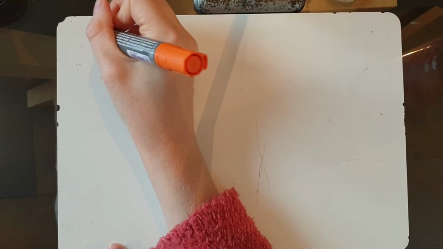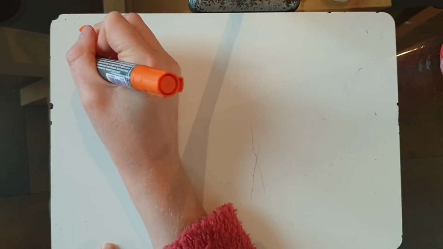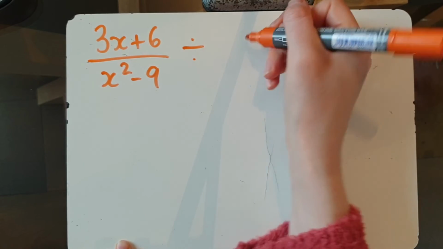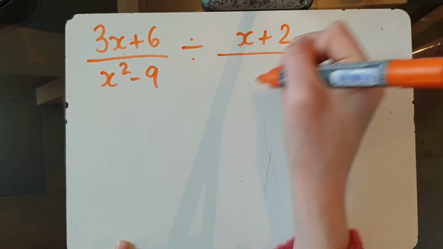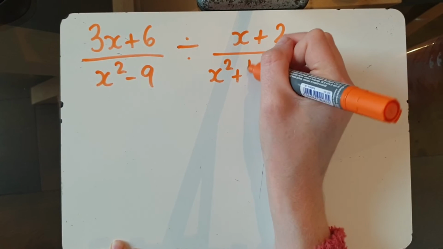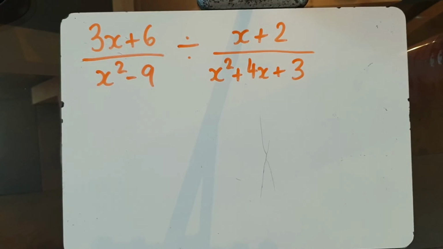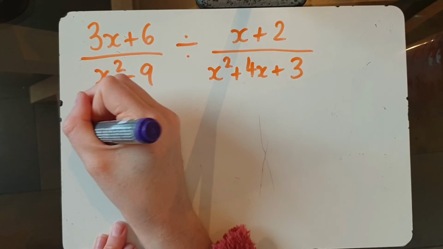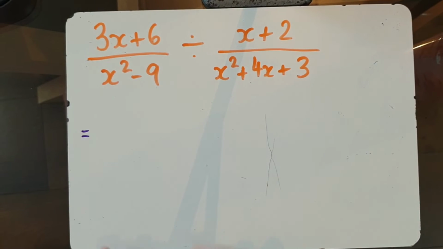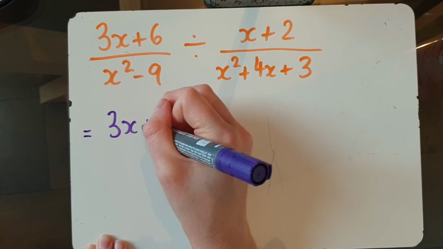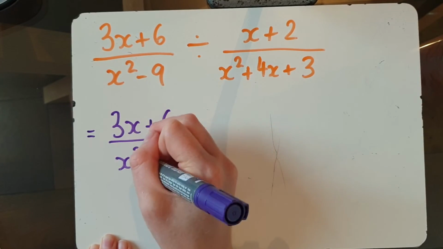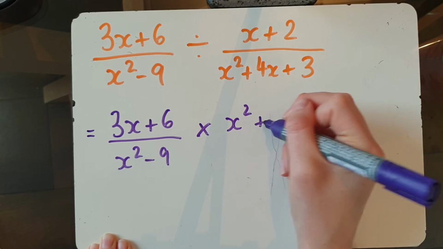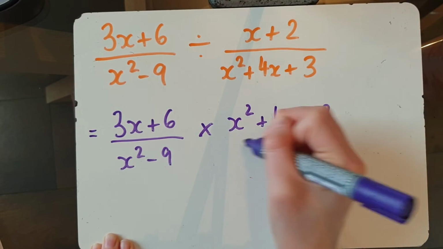So we are going to have (3x plus 6) over (x squared minus 9), divided this time by (x plus 2) over (x squared plus 4x plus 3). And we want to express that as a single fraction. The first thing we're going to do is turn it into a fraction multiplication. So the first fraction stays the same, but if we flip the second fraction, we can multiply it.